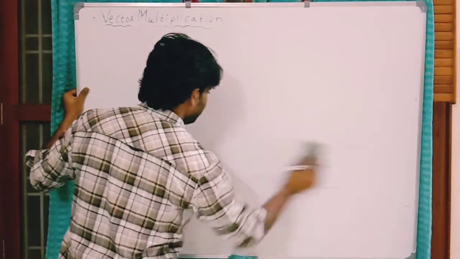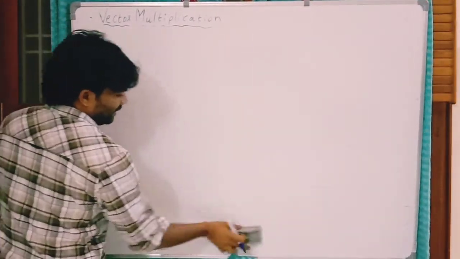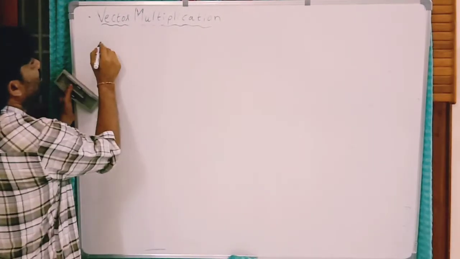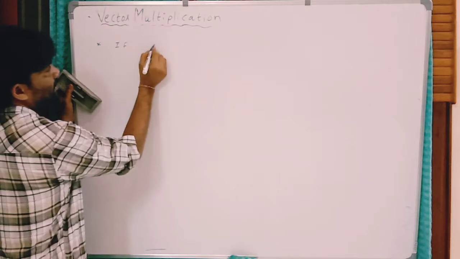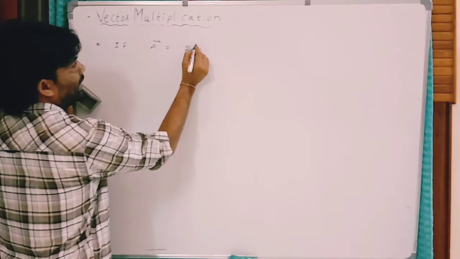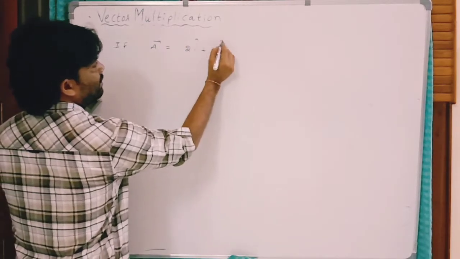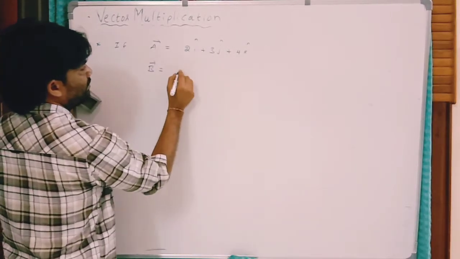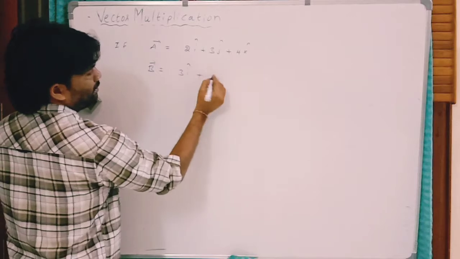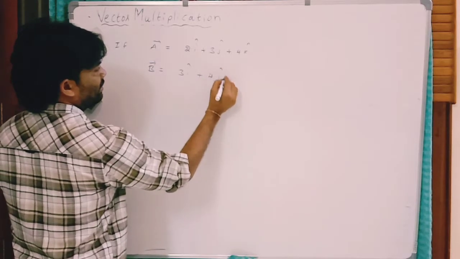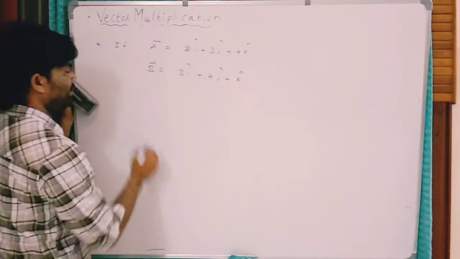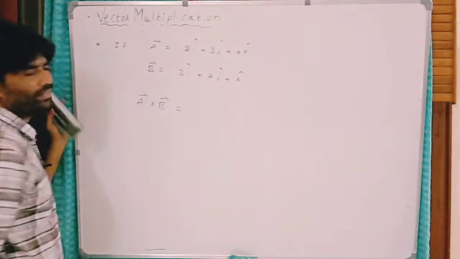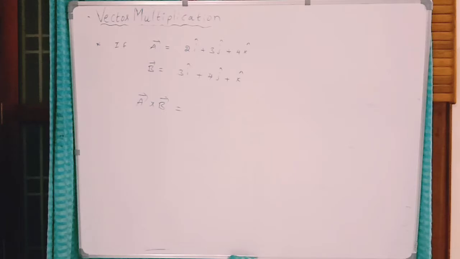Now let us find the cross product of two vectors. If A is equal to 2i plus 3j plus 4k and B is equal to 3i plus 4j plus k cap, then determine A cross B. Listen carefully. So how to find the cross product of these two?